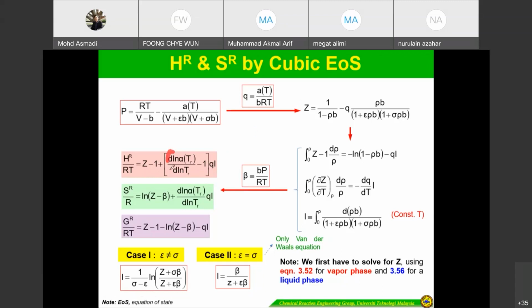If you look at here, this is the only problem that you have to determine. Q you can determine from chapter 3. Beta you can also determine, but the problem is this one. How to determine this one? You have to differentiate this: d ln alpha(Tr) divided by d ln Tr.